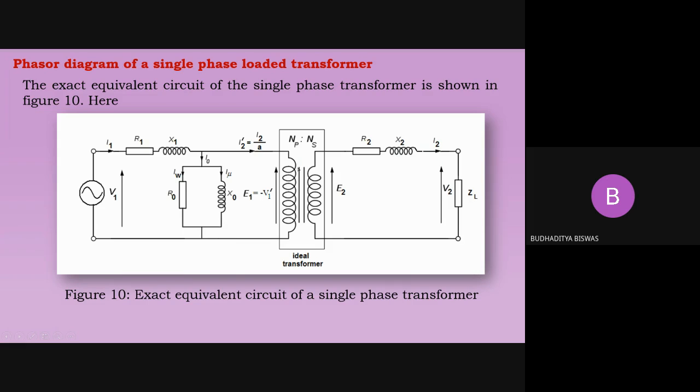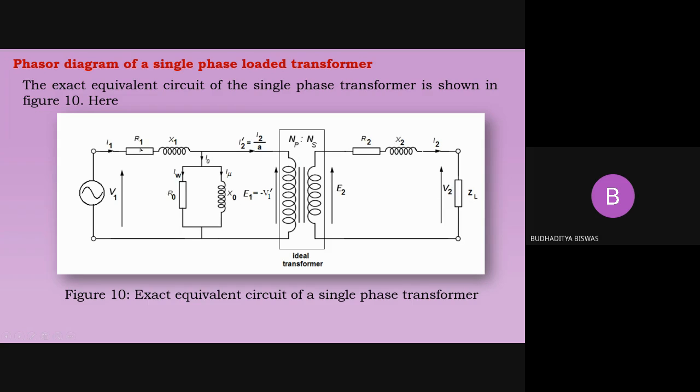Then we need to draw the phi axis. Then we extend E1 in the opposite direction to get V1 dash. IW should fall on V1 dash. I mu should fall on the phi axis. If you take the summation of IW and I mu, you get I0. Then we extend I2 in the opposite direction to get I2 dash, which is the value referred to the primary winding. If you take the summation of I0 and I2 dash, we get I1.